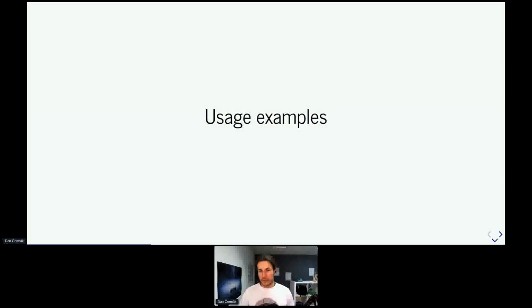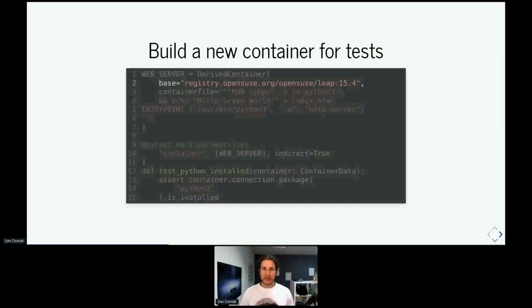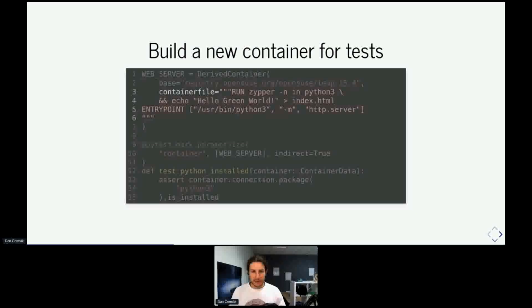Let me give you just a few usage examples that would work. A very typical thing that you do is you have some container and you want to build something on top of it. How would you do this with the plugin, with pytest-container? You declare a derived container, you set a base image for it, and then you can, for instance, provide a container file, or a Dockerfile if you like that name, but the parameter is called container file. Anyway, this is just a really, really simple example.